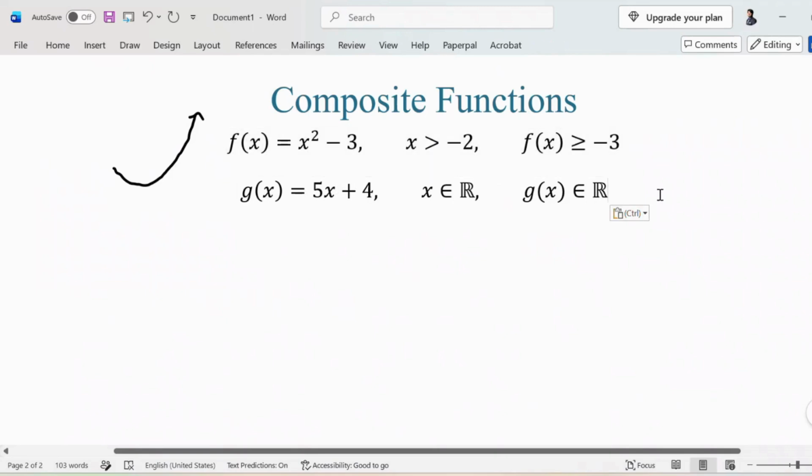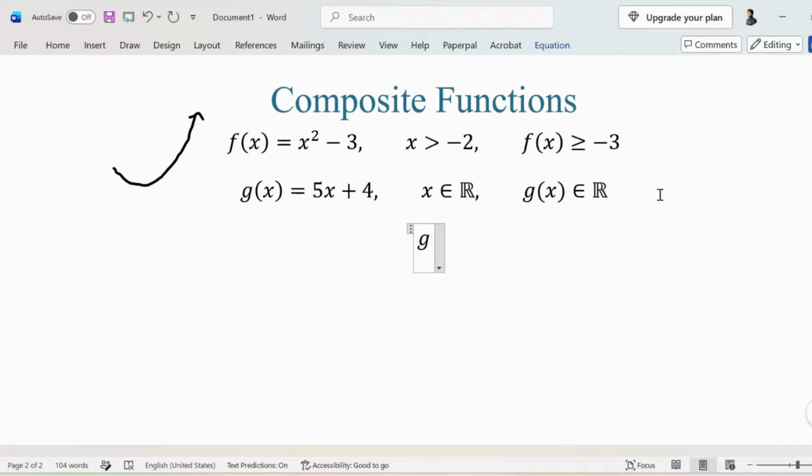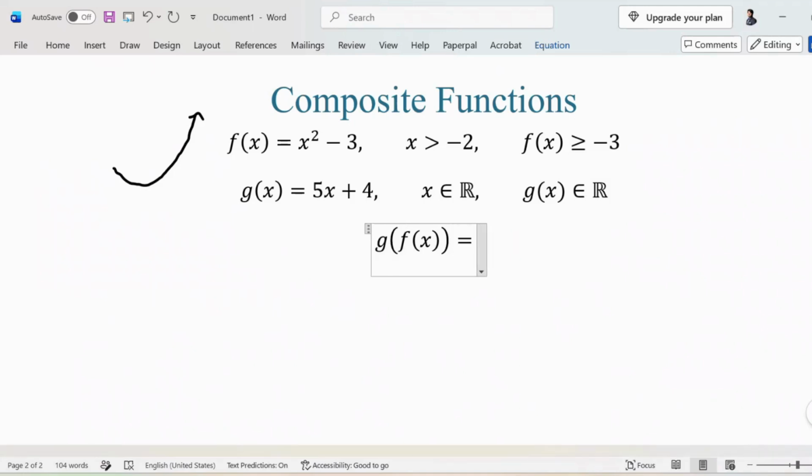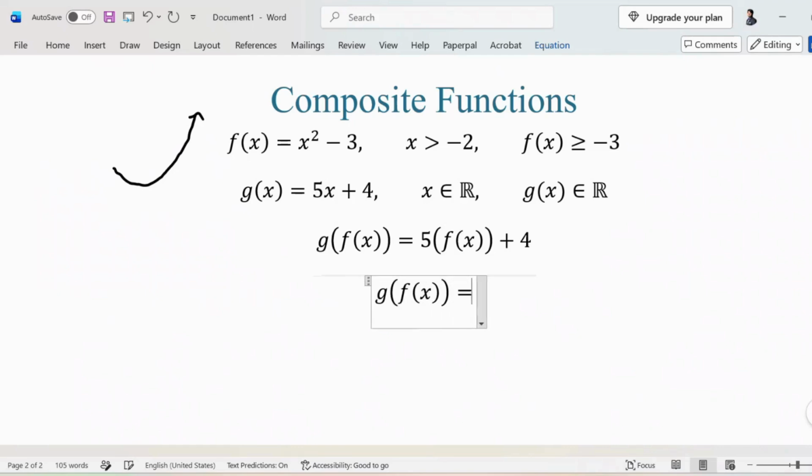Now, if I tell you that the ranges of both the functions are provided, what if I had plugged in the entire f(x) in the function g? What am I doing? Whatever input we have in g, we plug it in this position. Now, I've plugged in the entire f(x) in g. So how will I write it? 5 times whatever f(x) I had, plus 4. I'll simplify it. So g(f(x)) is 5(x square minus 3) plus 4. Makes sense?